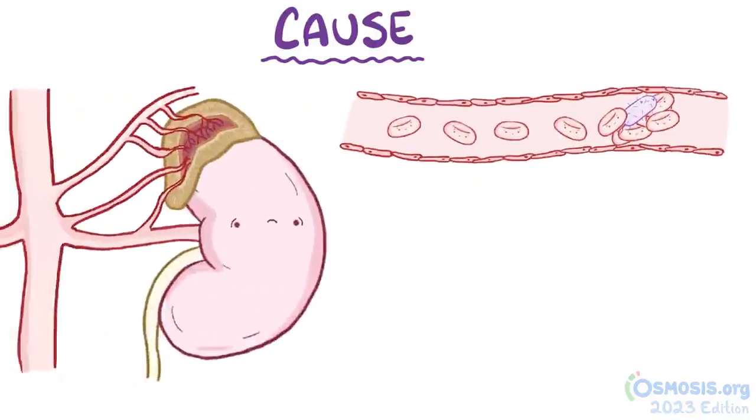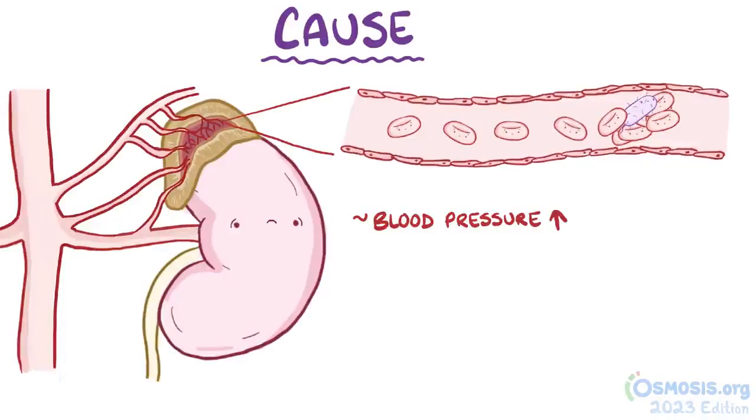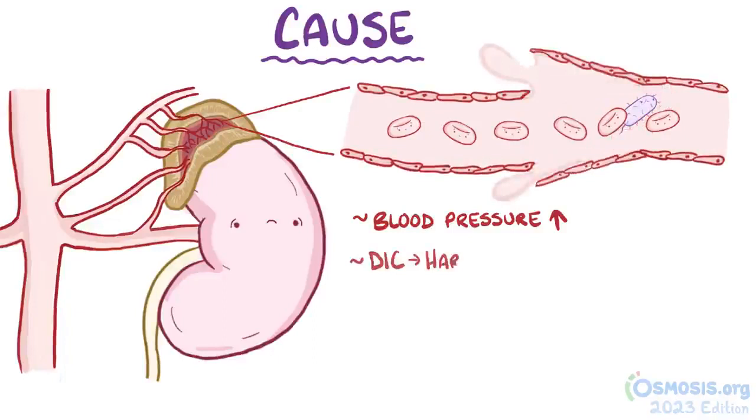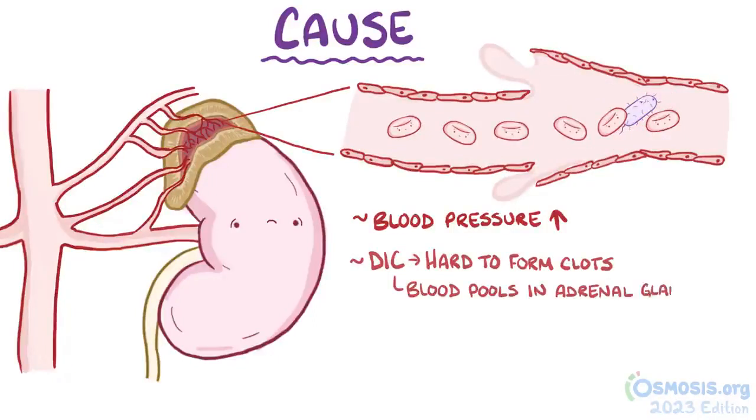In Waterhouse-Friderichsen syndrome, this chain of events can happen and a septic embolus can get lodged in a small blood vessel in the adrenal gland. This can cause pressure in the vessel to increase, stretching the blood vessel walls and potentially making the blood vessel rupture. When a vessel breaks, the DIC makes it hard to form clots, and a lot of blood starts to pool within the adrenal gland.